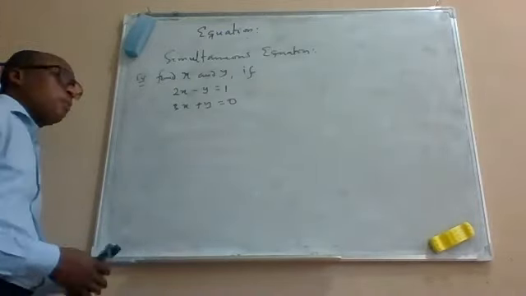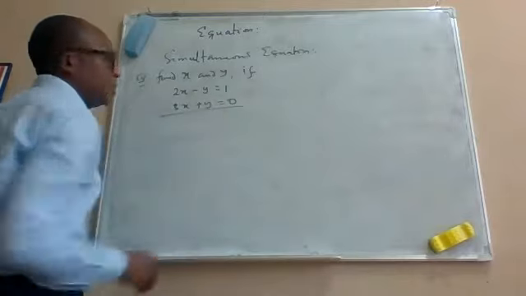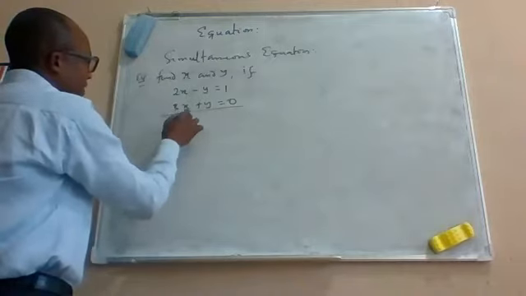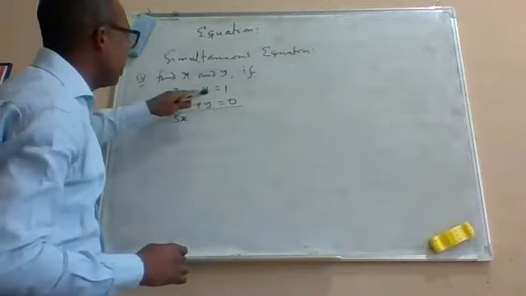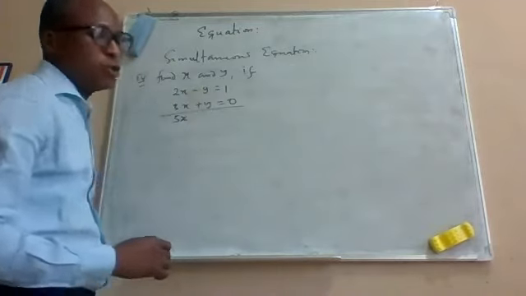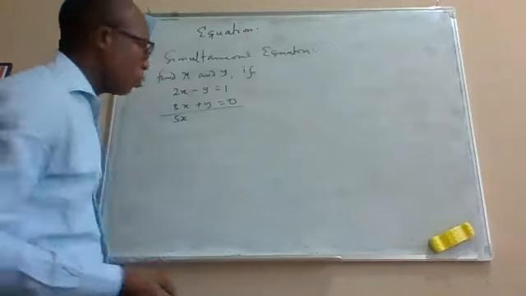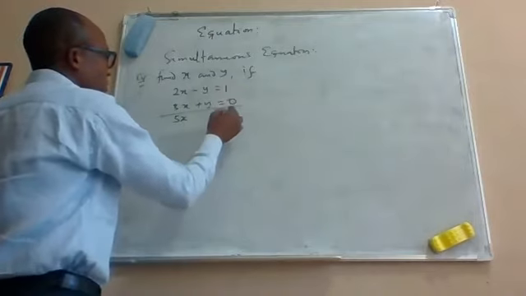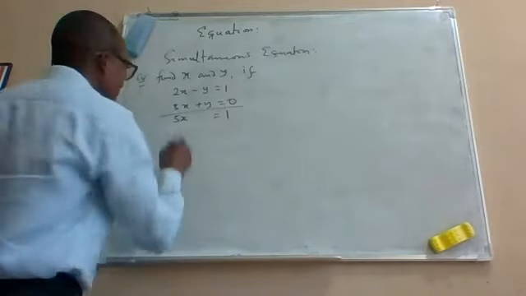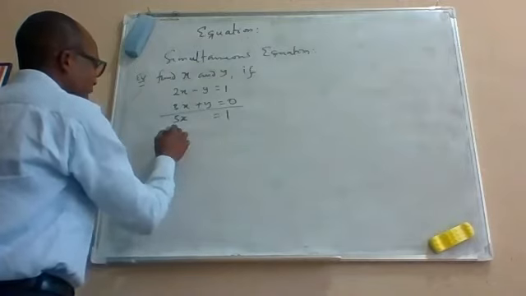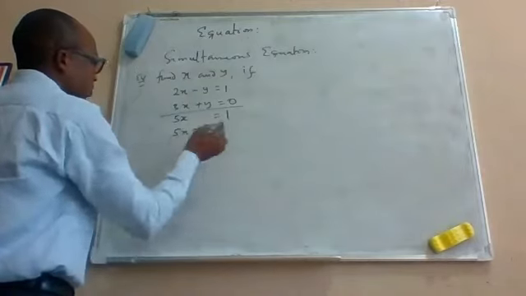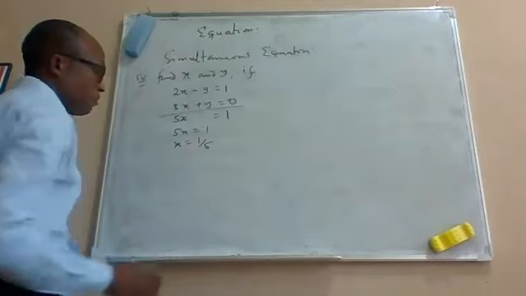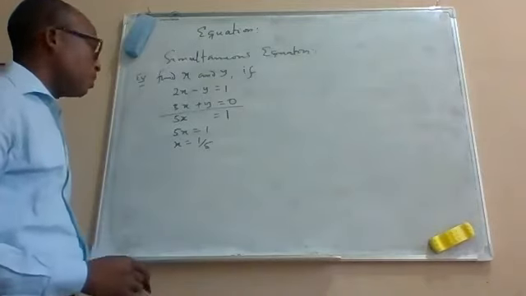To solve this with the elimination method, draw a line in between and add the values together. 2x plus 3x will give me 5x. Then minus y plus y, by the time you add the 2 together, that will give you 0. So the y is cancelled. Then 1 plus 4 gives me 5. So now 5x is equal to 1. Dividing by 5, x will give you 1 over 5.